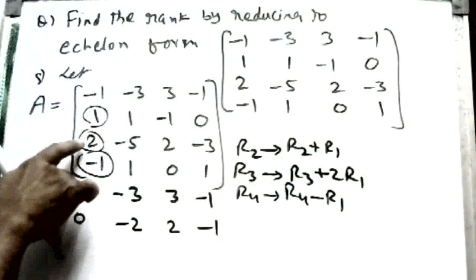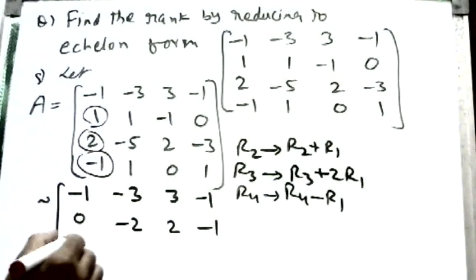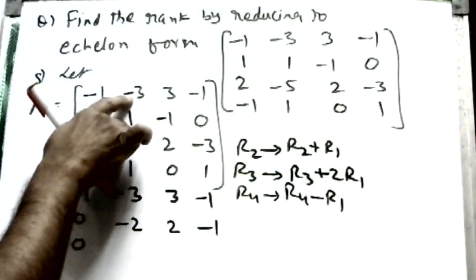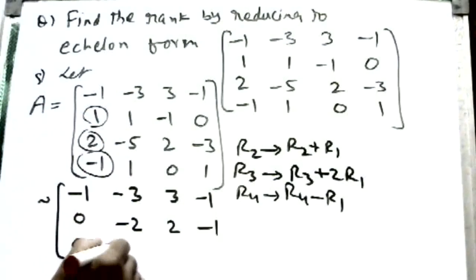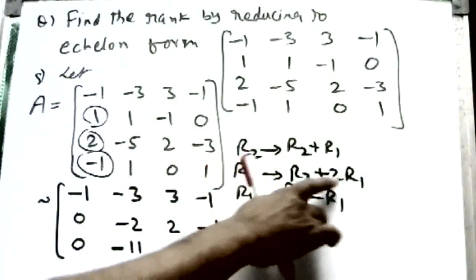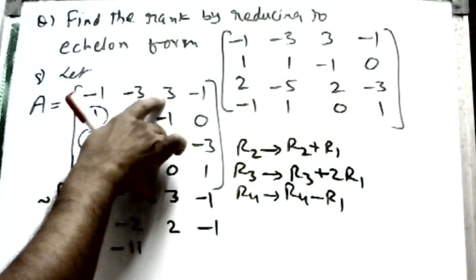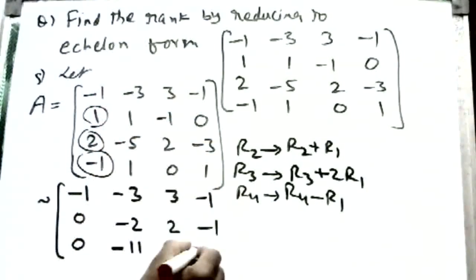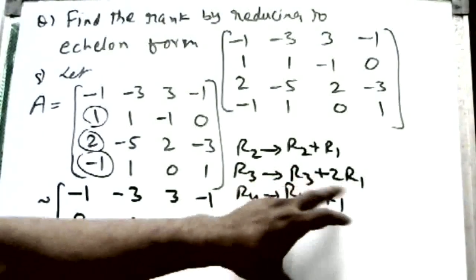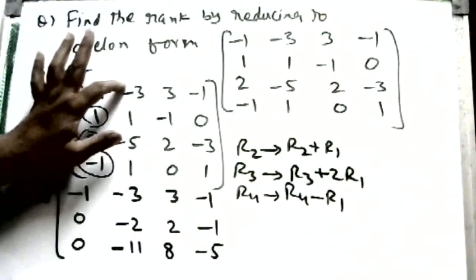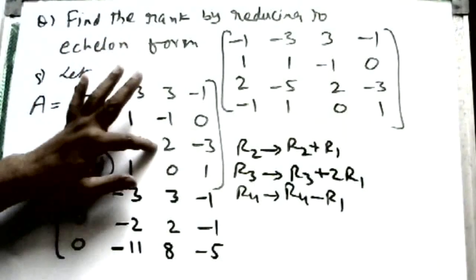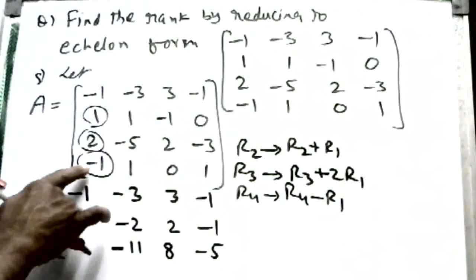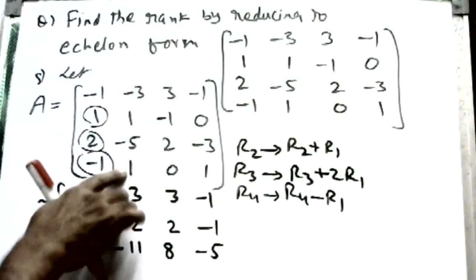Now R3 implies R3 plus 2R1. 2 plus into minus, minus 2, 1s are 2, 2 minus 2, 0. R3 plus 2R1: minus 5 plus into minus, minus 2, 3s are 6, minus 5 minus 6, minus 11. Now here, R3 plus 2R1: 2, 3s are 6, 6 plus 2, 8. R3 plus 2R1: plus into minus, minus 2, 1s are 2, minus 2, minus 3, minus 5.